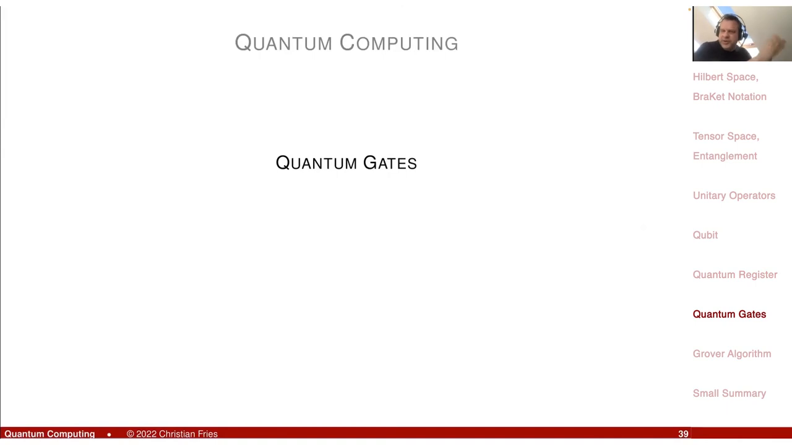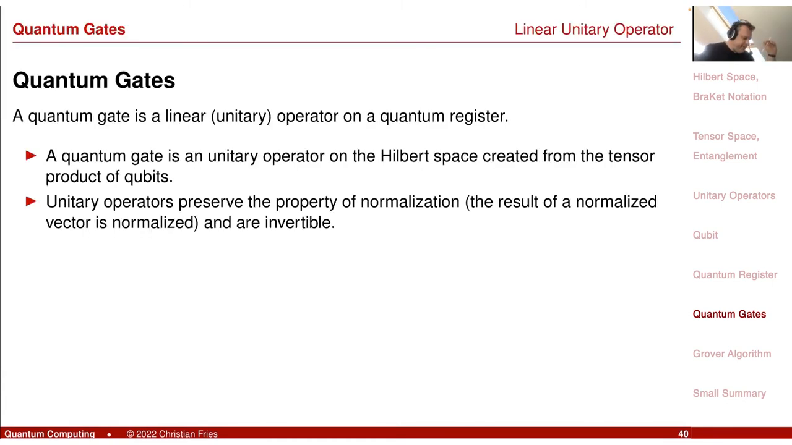So now we had, again, qubit, quantum register. We saw also the superposition and have this nice notation. And the next thing in quantum computing is the quantum gates. So recall the quantum gate is a linear operator being unitary, so it maps unit vectors to unit vectors, maps quantum registers to quantum registers. Since this operator preserves the property of normalization, we stay in the space of quantum registers, and it is also invertible, so we can always reverse the operation.